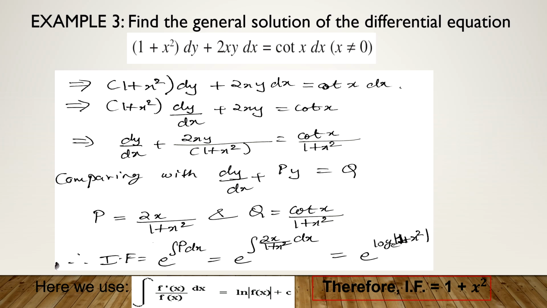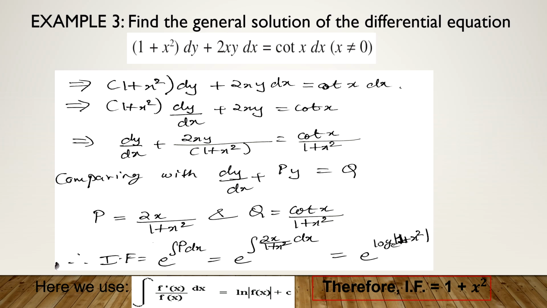Integrating factor e raised to integral p dx, e raised to integral 2x upon 1 plus x square dx. Now see, this integral. As I told you in integration, if you see the video on integration, three rules are there in integration. One of the rules is this one: integral of f dash of x upon fx dx is log mod fx plus c. This becomes very handy when you need to solve complex examples.